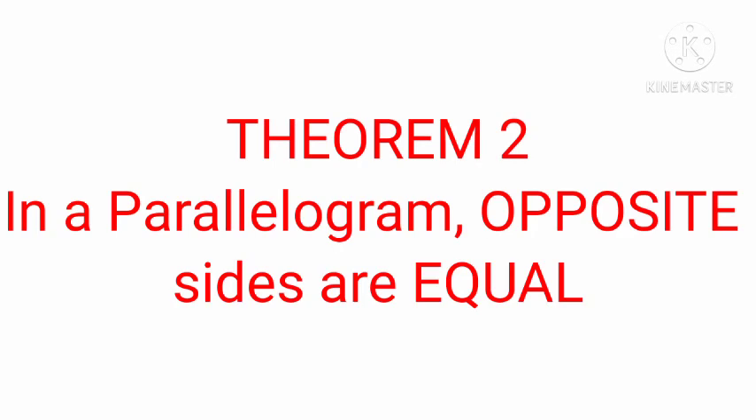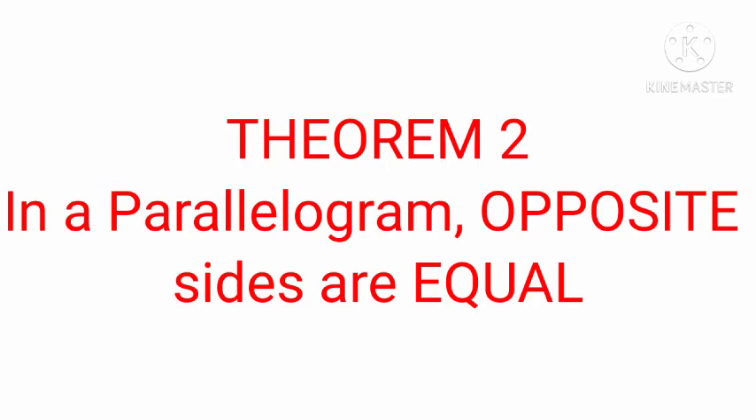Theorem number 2. In a parallelogram, opposite sides are equal. Okay, in a parallelogram, we know that opposite sides are equal. So, from theorem number 1, from the congruency of the given two triangles, by the CPCT rule, we can easily prove opposite sides are equal.